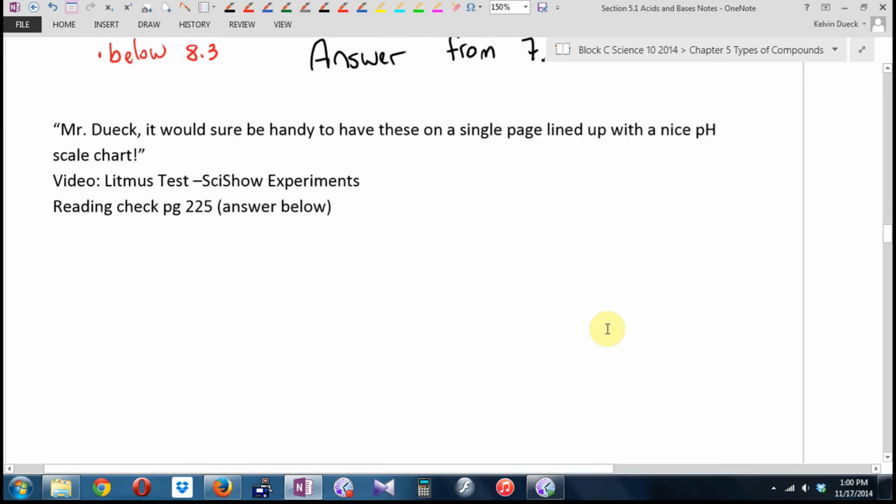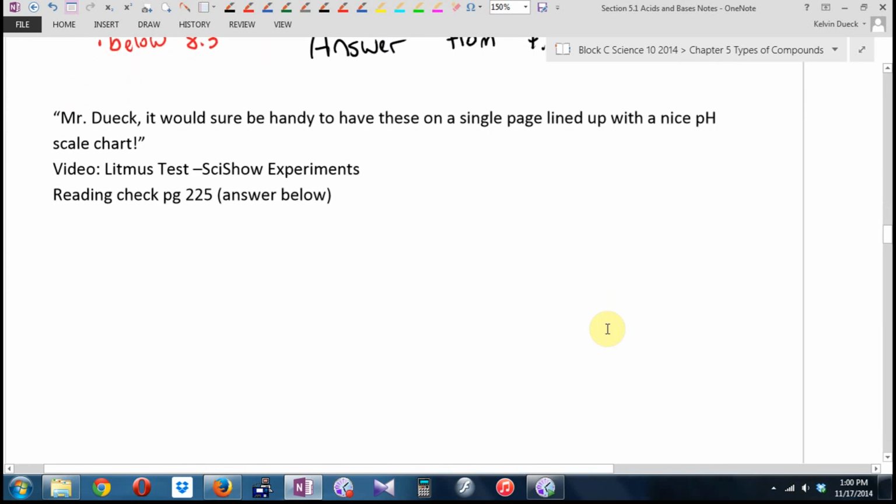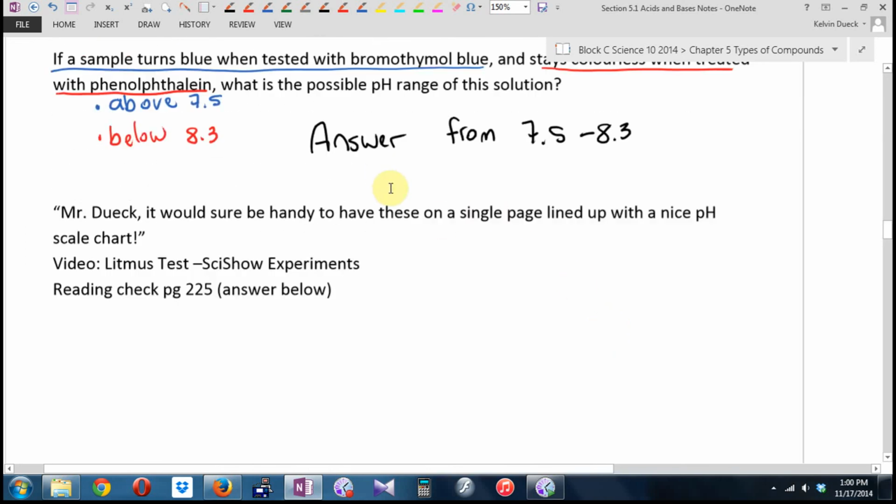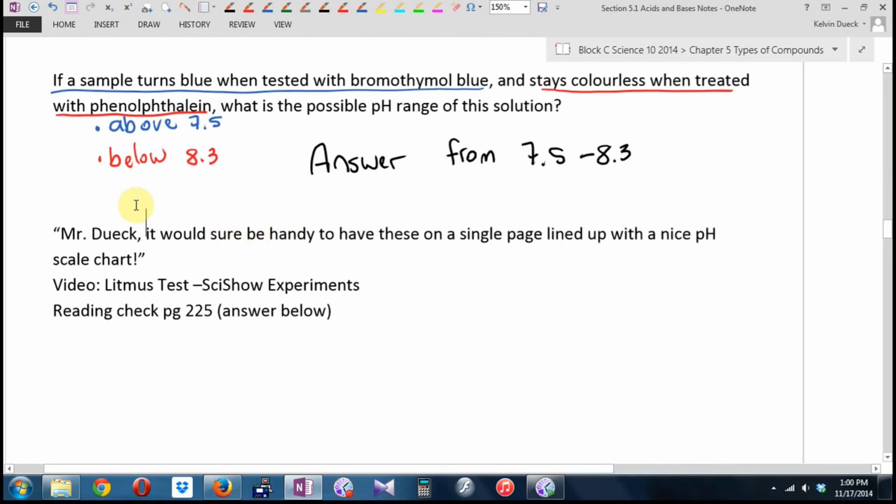So we just hit 1 o'clock. I think I'm going to pause here, and I'll start off on Friday. Wednesday is your test. Friday is a late start Friday, so the classes are a bit shorter. I'll start off, we'll watch the little video on litmus tests from SciShow experiments, and we'll quickly answer the reading check. The reading check gives you questions about these pH indicators and powers of 10 and all that stuff. So pause here.